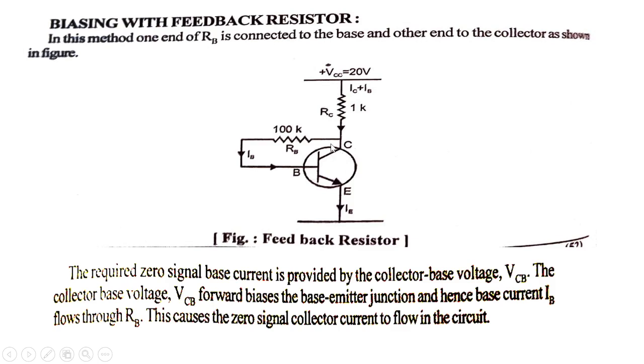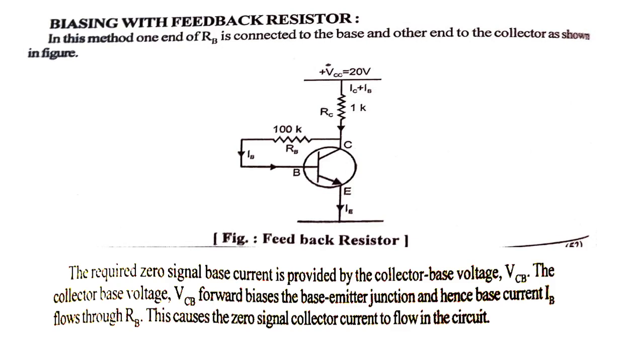Here the required zero signal base current is determined by the collector base voltage VCB. Here the collector base junction is reverse biased, so it exhibits high resistance, so the necessary base current is available from collector to base through resistor RB. The base current IB flows through RB as VCB forward biases the base emitter junction.